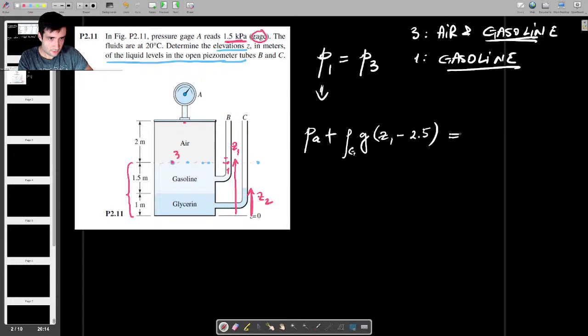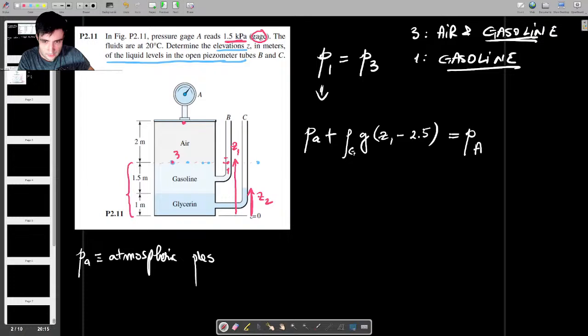And then the pressure at 3 is equal to the pressure at this point here, which is what the gauge is reading. It's the 1.5 kilopascal. I'm going to call that P capital A, not to be confused with P lowercase a. Maybe I should write that down. So Pa is atmospheric pressure.